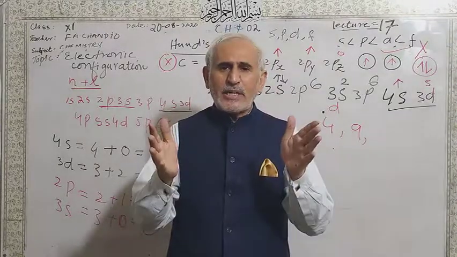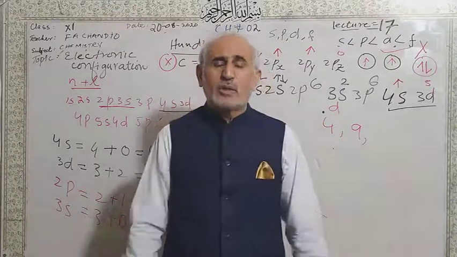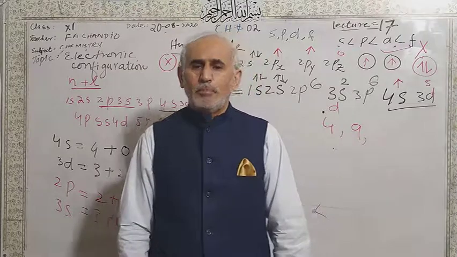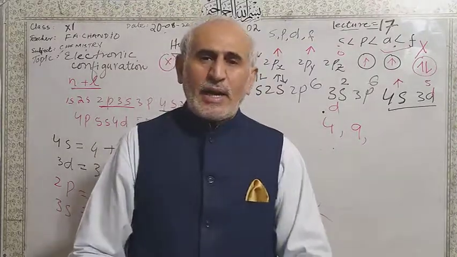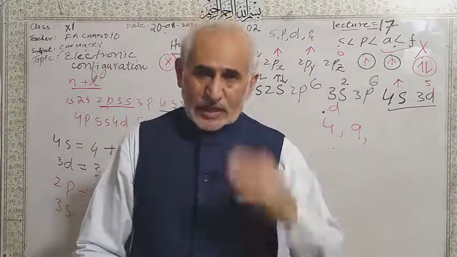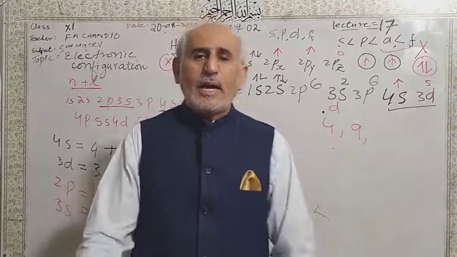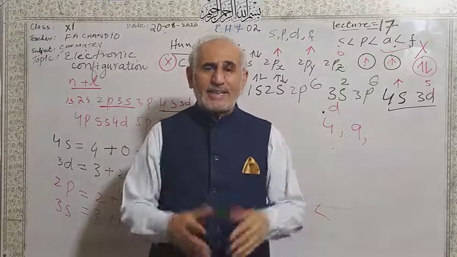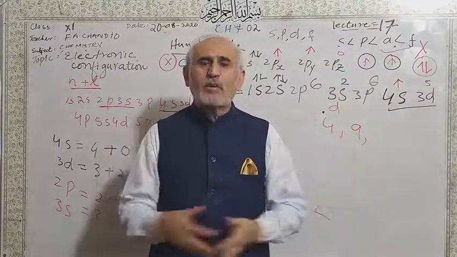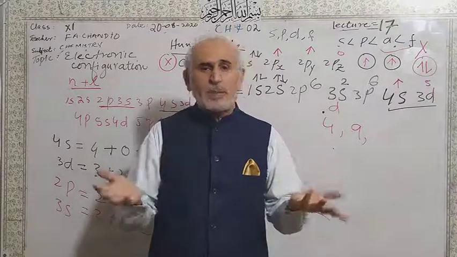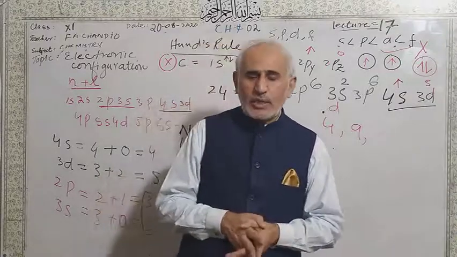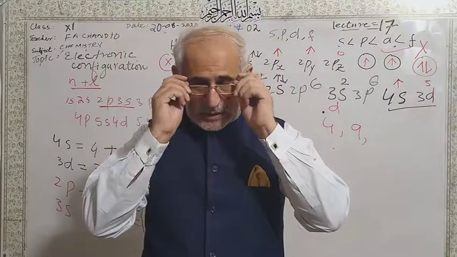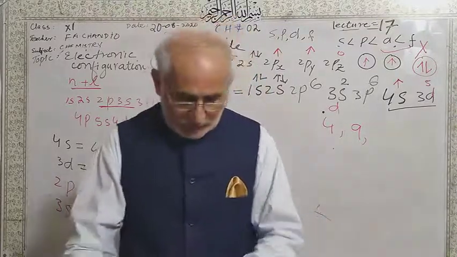This paramagnetism is due to the unpaired electron. Paramagnetic property is due to the unpaired electron. They are attracted towards the magnetic field. The other is called diamagnetic. Diamagnetic means they slightly repel from the magnetic field. They show repulsion, and this is due to the pairing of electrons. When electrons are paired, they show diamagnetism.